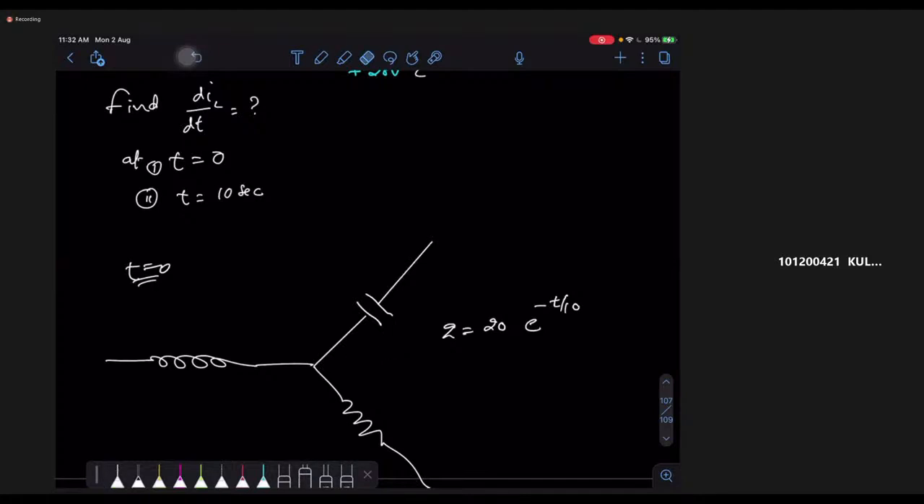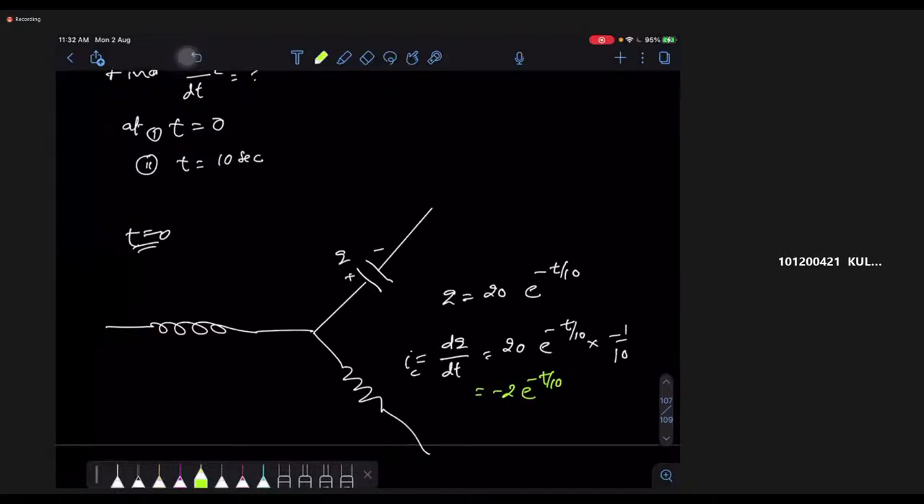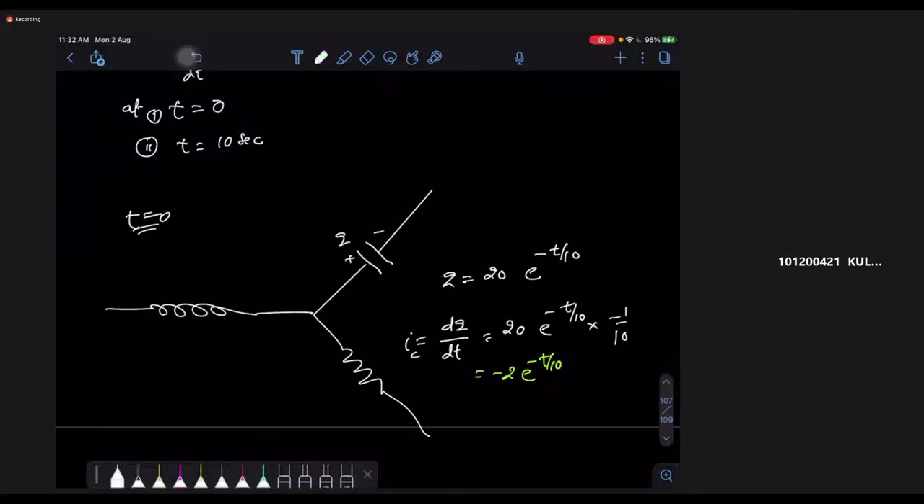Current means the change in the charge on the capacitor. So just differentiate: dq by dt gives me the current through the capacitor. And what is the derivative here? We differentiate the exponential function. The derivative of an exponential function is the exponential times, applying the chain rule, minus 1 by 10. So how much is my current? Minus 2 times the exponential factor. Right? That is my current.